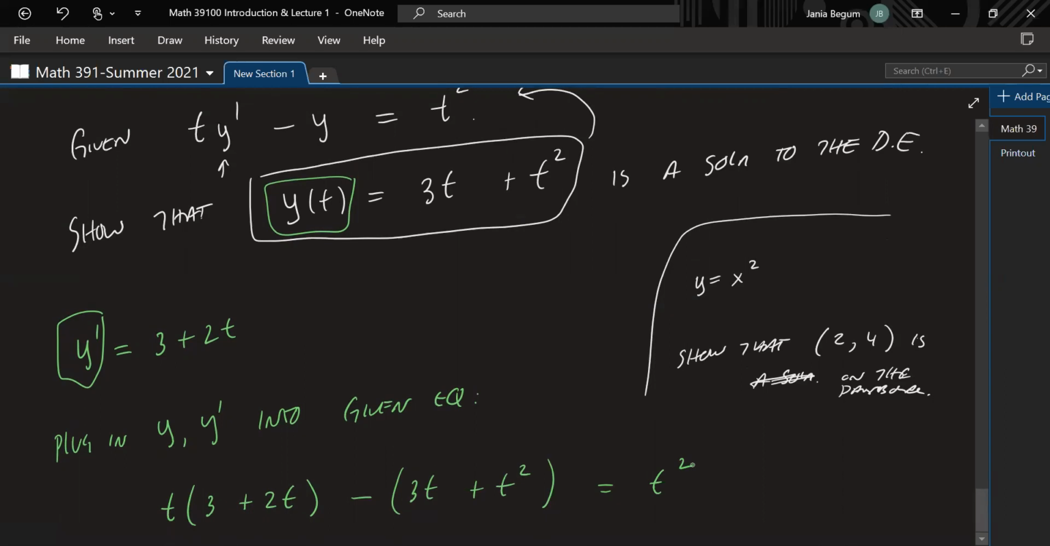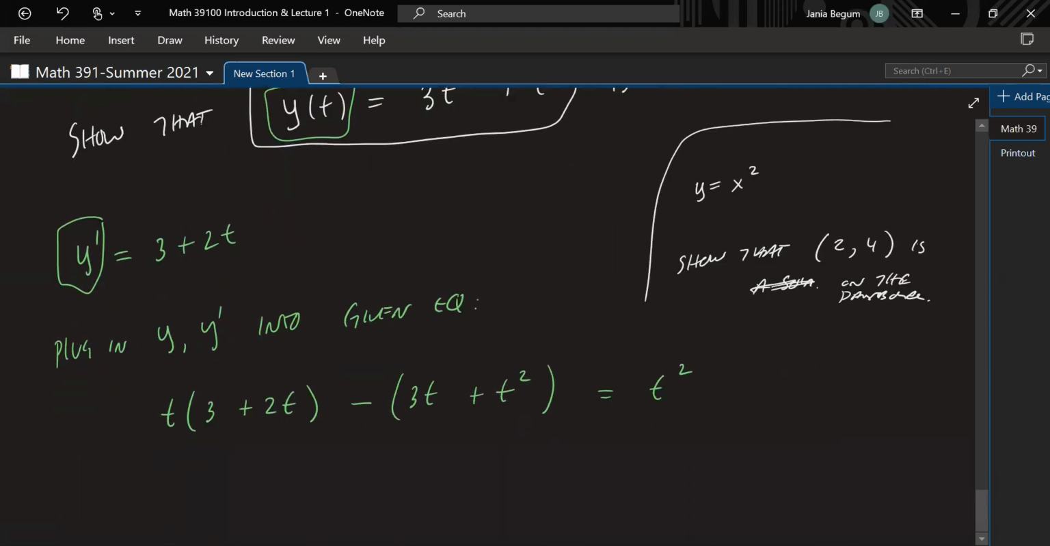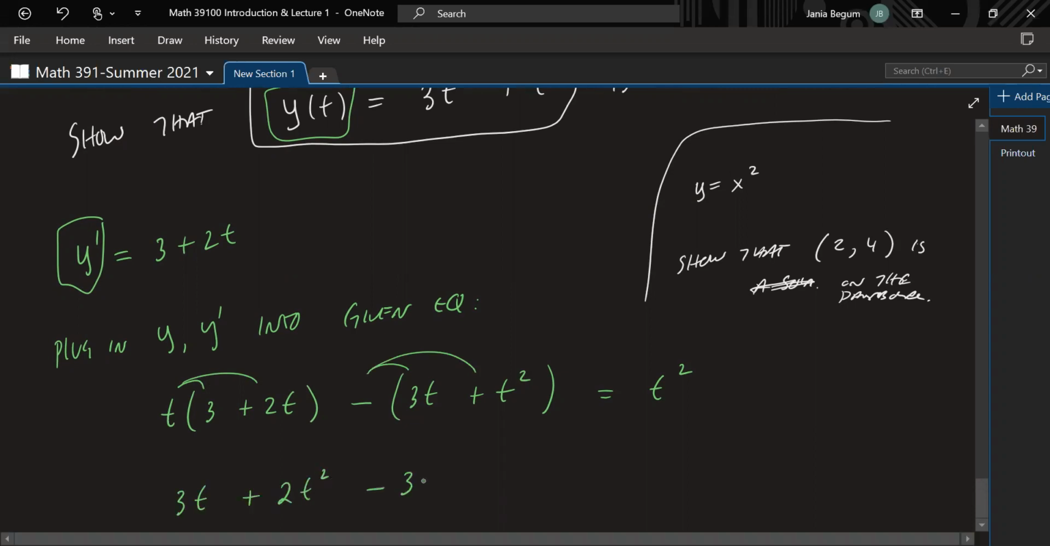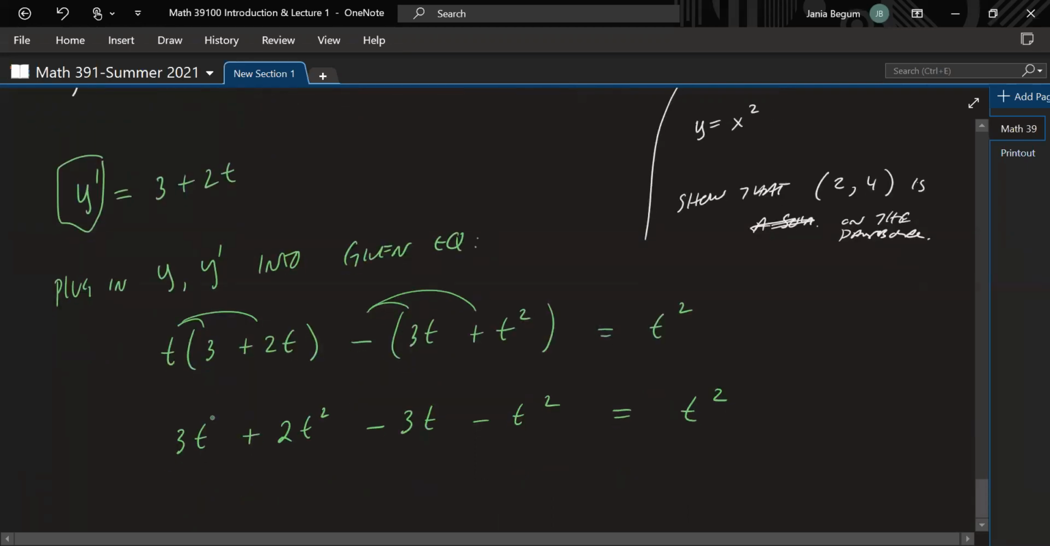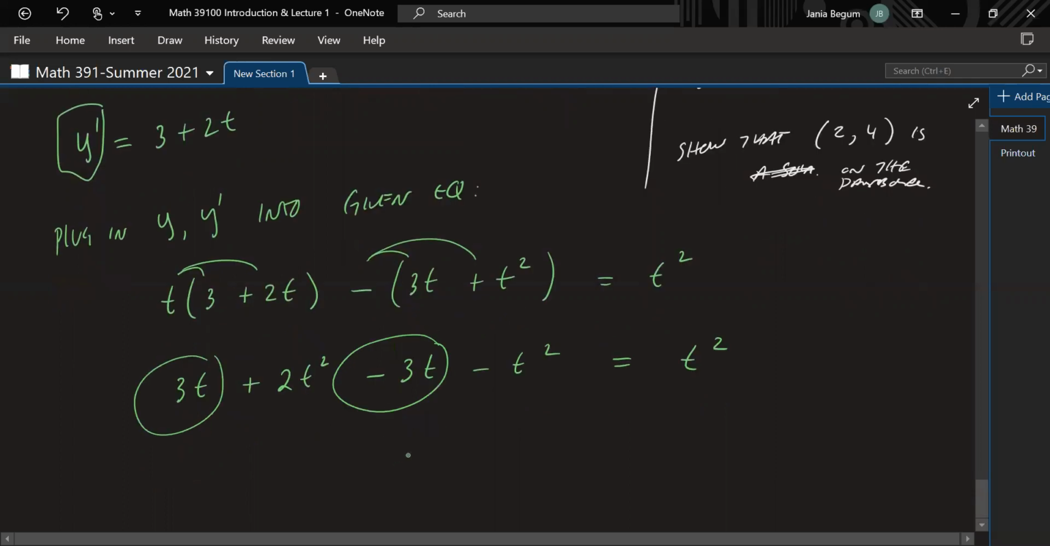Okay, now I want to check if this is true. Let's go ahead and check. So here I'm going to distribute t, and here I distribute -1. So we have 3t plus 2t squared minus 3t minus t squared. Is that equal to t squared? Right? So it looks like these will cancel out, and the rest will simplify to just t squared on the left side. That is equal to t squared on the right side.